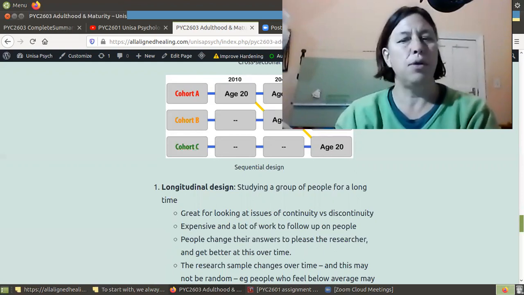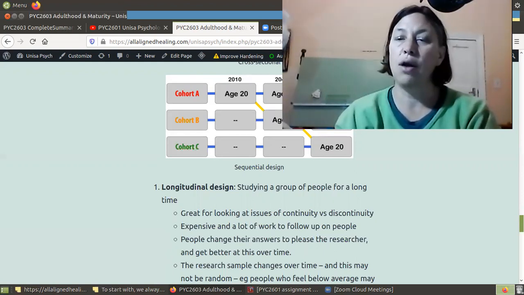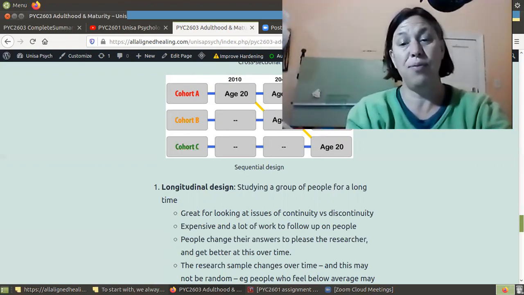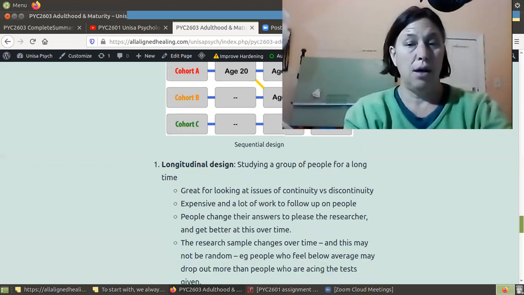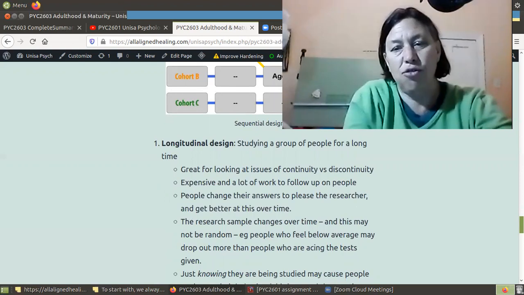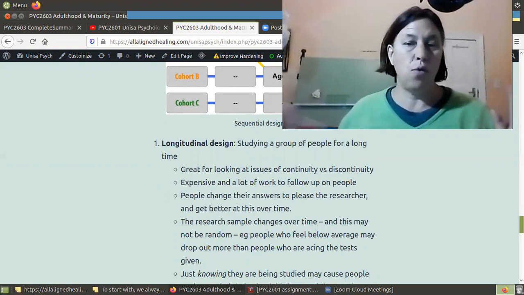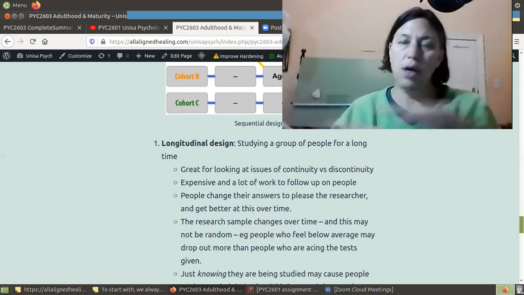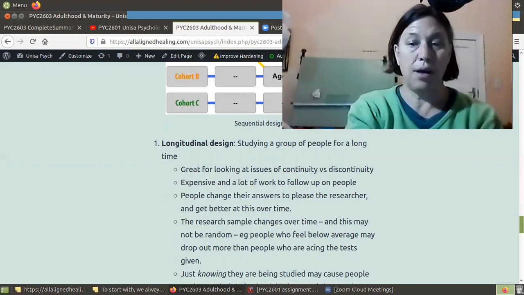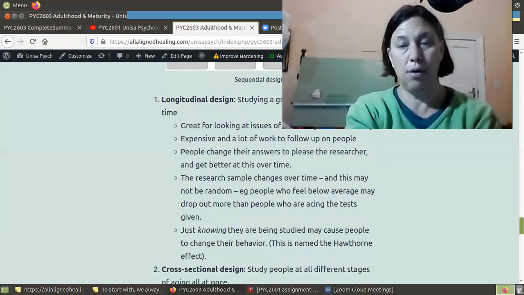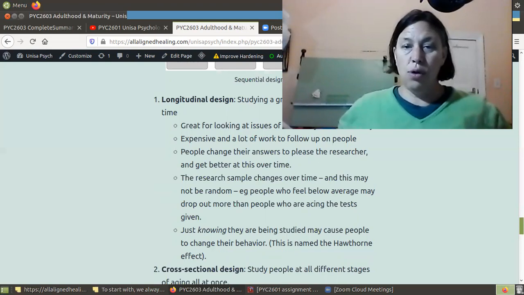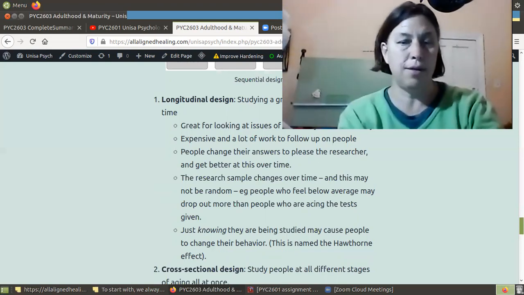People start working out what the researcher wants and changing their answers to please the researcher. And the longer the experiment goes on, the better they get at it. The sample changes over time. People who feel like they're not doing very well may drop out more than people who ace the test. So it's not neutral, okay? Just knowing they are being studied may cause people to change their behavior. If you know someone is measuring your weight, you will possibly go on a diet and start exercising.